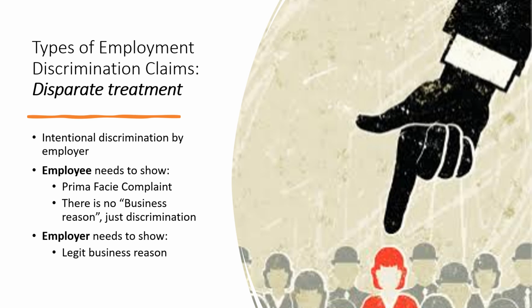The first is disparate treatment. This is when an employee believes that they were intentionally discriminated against by the employer. In order to bring this lawsuit forward and win, the employee needs to show that there is enough evidence of discrimination for the lawsuit to proceed, which is a prima facie complaint, and two, that there is no quote-unquote business reason for whatever the employer has done, like not giving them a raise, not promoting them, or so on, just discrimination. The employer, on the other hand, needs to show that they have a legitimate business reason for this type of treatment that the employee feels is actual discrimination.